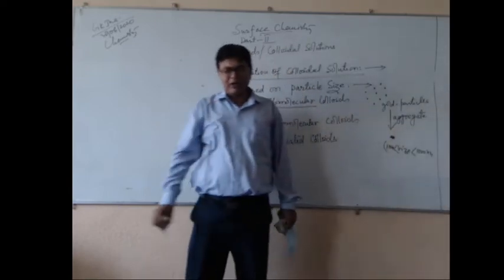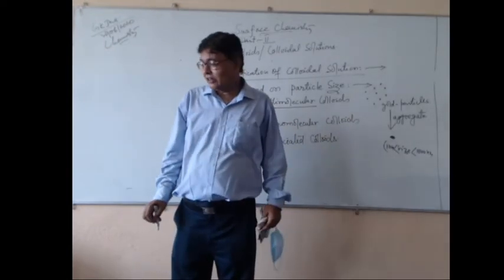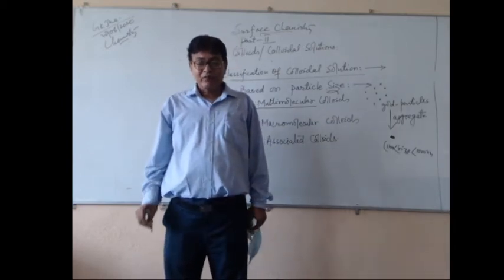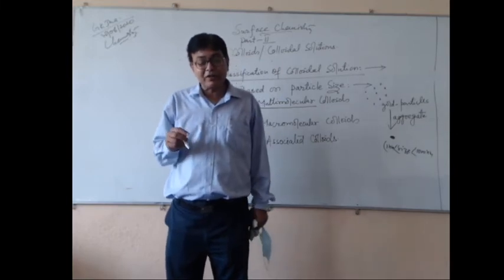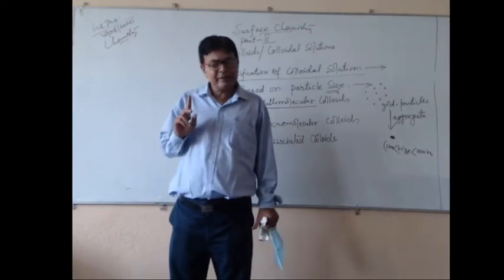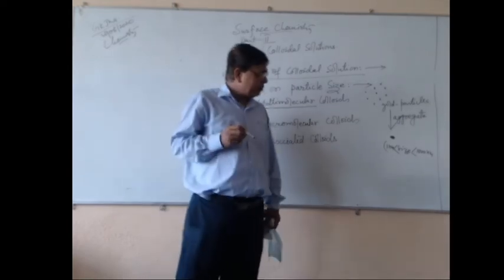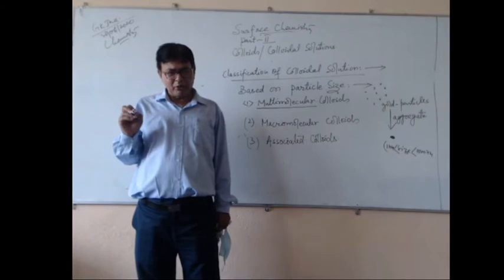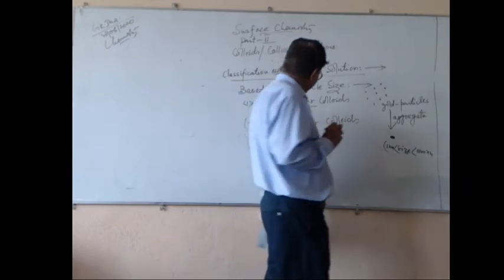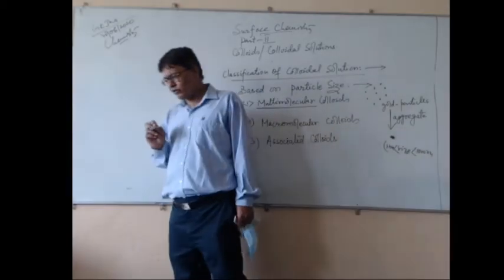Simply speaking, a large number of molecules aggregate together to form a single molecule, the size of which falls within colloidal range. What is colloidal range? 1 nanometer to 1000 nanometer. Less than 1000 nanometer, larger than 1 nanometer. Therefore, such kinds of colloids or colloidal solution is known as multimolecular colloids.